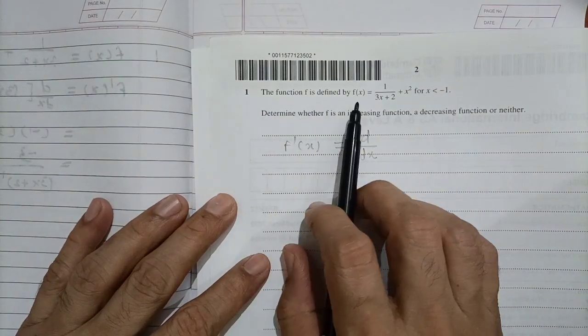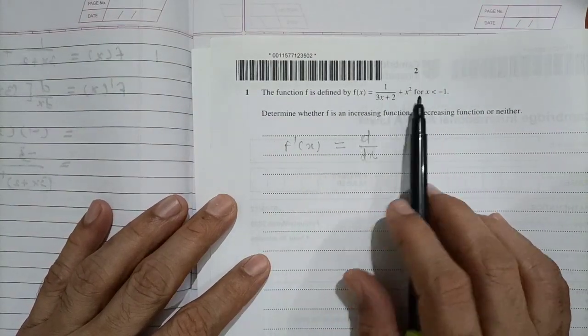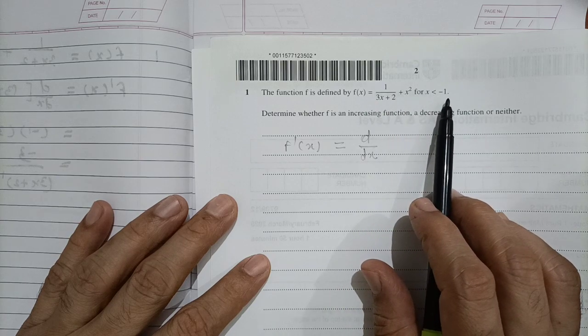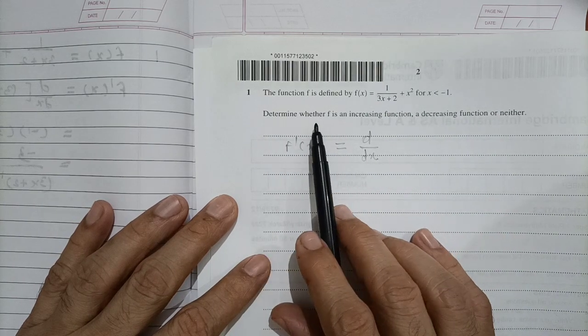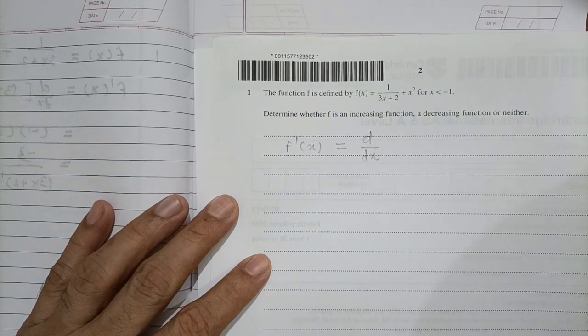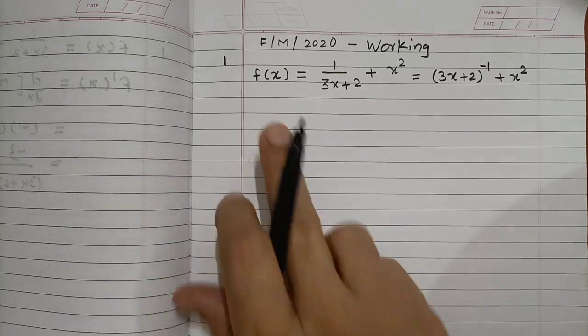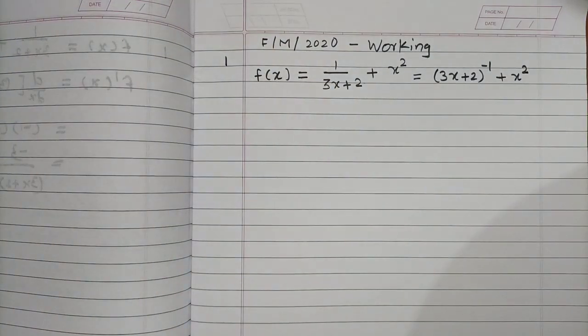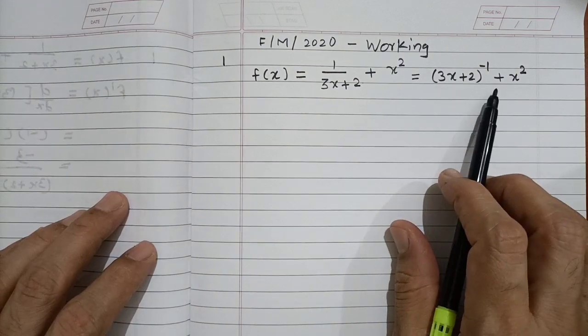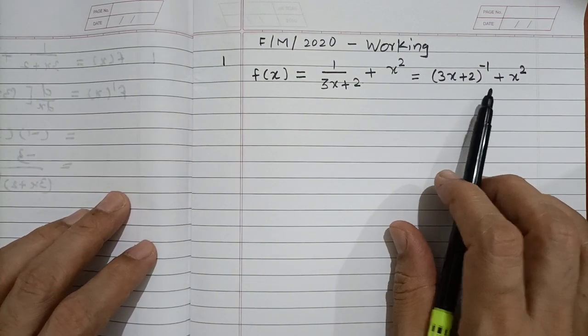The function f is defined by f of x is equal to 1 by 3x plus 2 plus x square for x less than minus 1. Determine whether f is an increasing function, decreasing function or neither. Now the function is given as f of x is equal to 1 by 3x plus 2 plus x square, that can be written in the standard form so that we can apply the formula x to the power n.